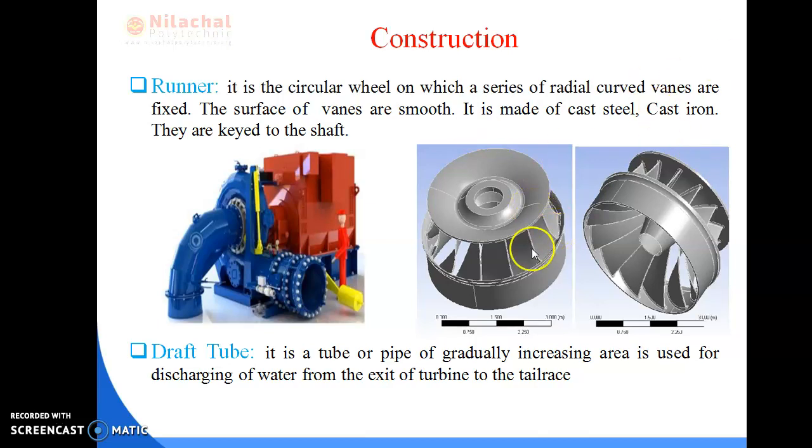These are the blades. This is the sectional view of the blades. The blades are attached with the runner. The runner is keyed to the shaft. So while there is a rotation of the blade, the rotational motion is created at the shaft of the runner, and thereby we are getting the mechanical energy.